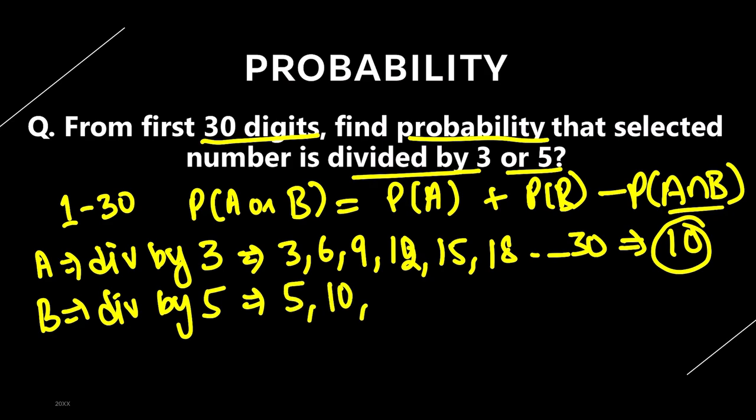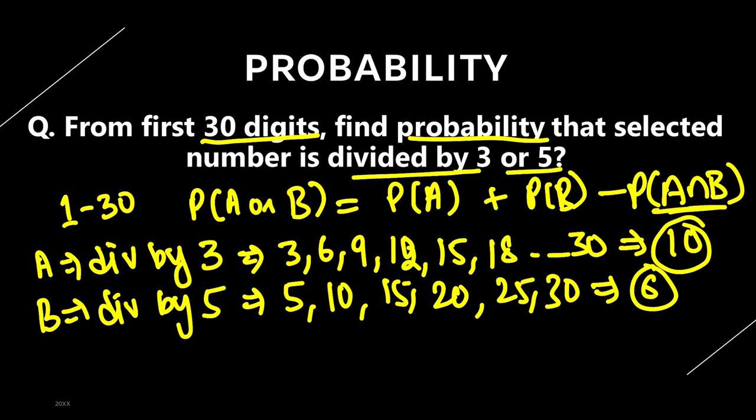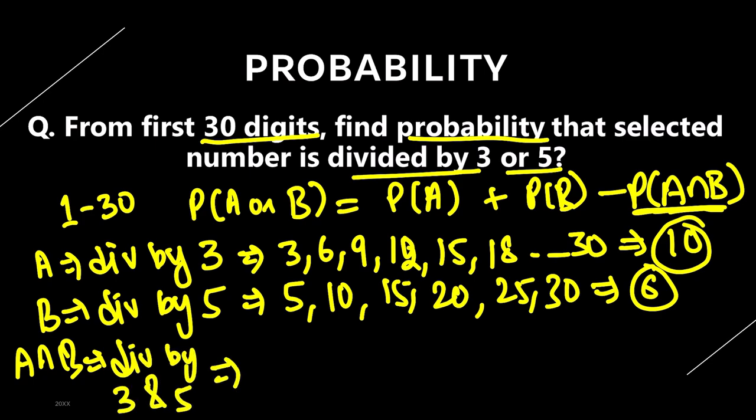5, 10, 15, 20, 25, 30. Only 6. And A and B means divisible by both 3 and 5. So what are the numbers that are divisible by both 3 and 5?